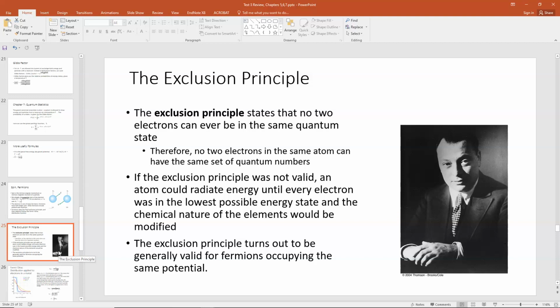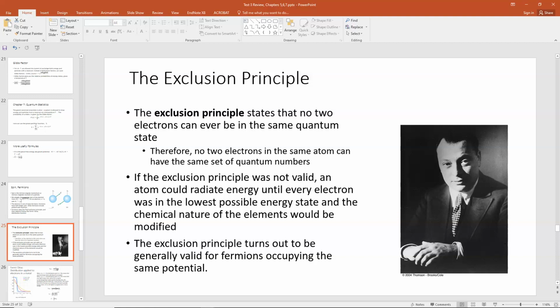If this weren't valid, what could happen is that all the electrons could radiate energy away until every single electron was in the lowest possible energy state, which would be the 1s state. And that would completely change the chemical nature of our periodic table. So that's an easy way to remember and understand the exclusion principle.